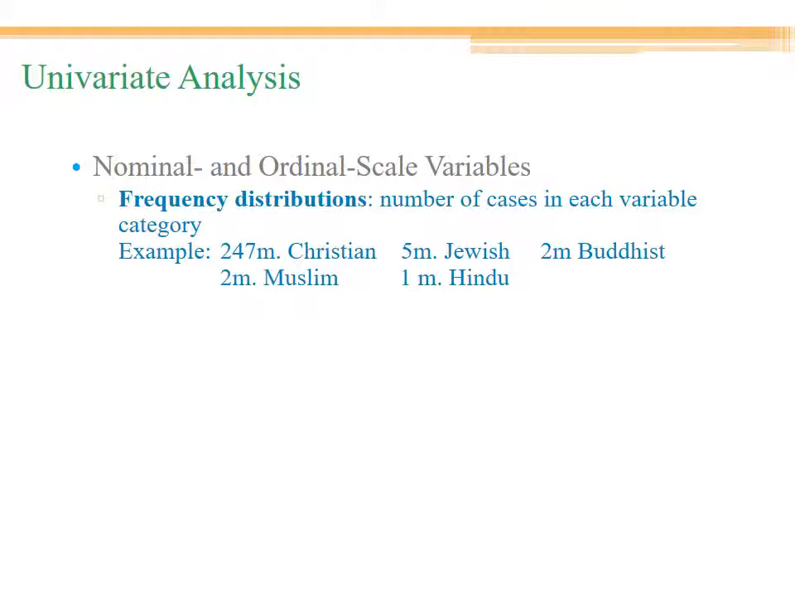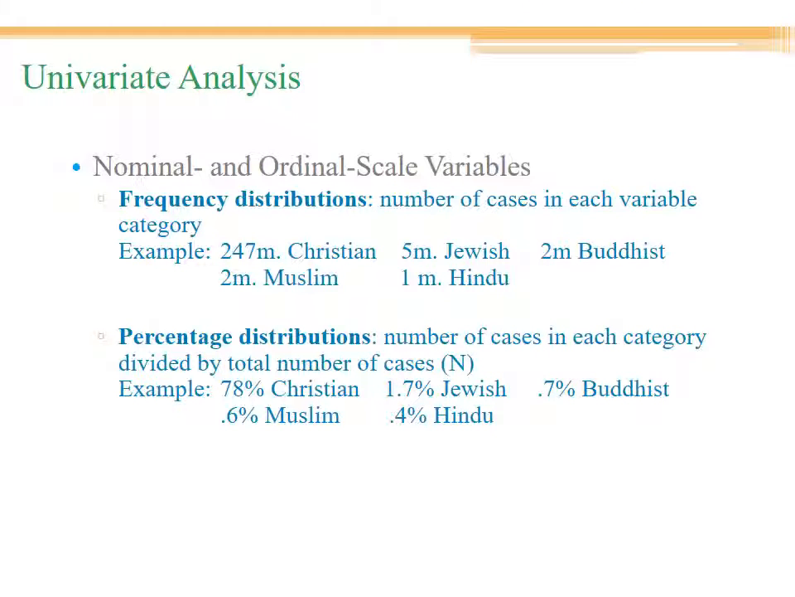You can also present the data as percentage distributions. This means that it's the number of cases in each category divided by the total number of cases for the whole survey. So here you would present it in percentages: 78% Christian, 1.7% Jewish, and so on. In a ratio scale variable, you present the mean or average. Let's look at an example of each.